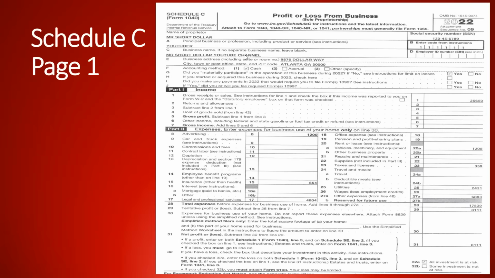And who you're actually doing it for, the business name, that's it, Mr. Short Dollar YouTube channel, address right here. Your accounting method, you have to put right there. Cash method just means that you're doing your accounting on a calendar year, from January 1st through December 31st of each year. Accrual method means you're doing it at different sections. It may be from February of one year to February of the next year, whatever, as opposed to anything outside of a calendar year.